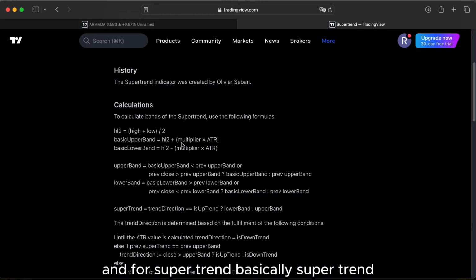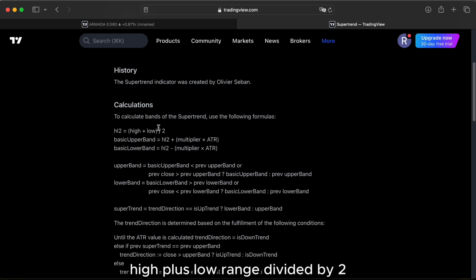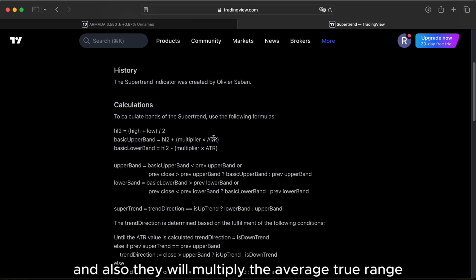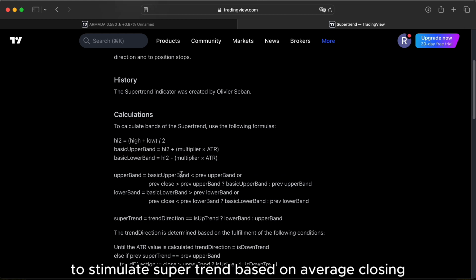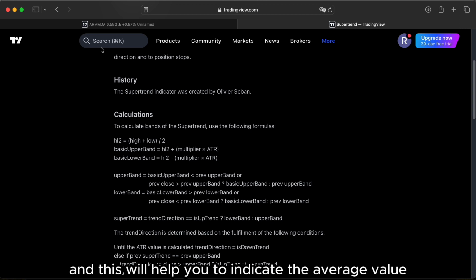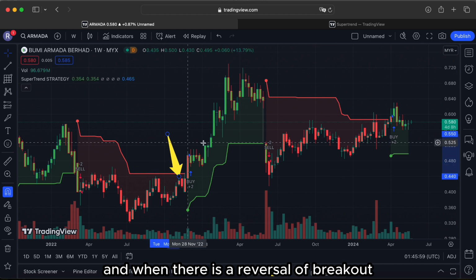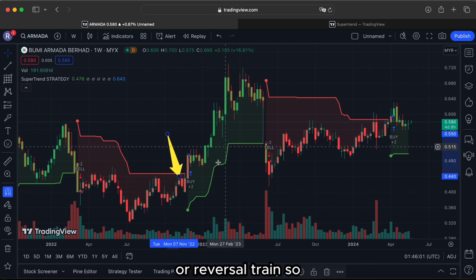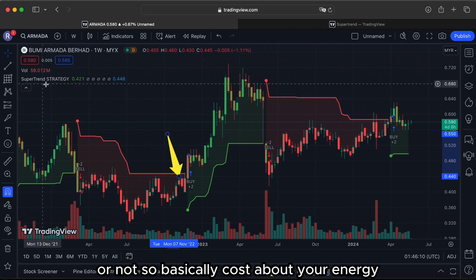For SUPERTREND, basically it calculates the formula as shown: the high plus low range divided by 2, and then multiplied by the average true range. So basically they form a formula to help you simulate SUPERTREND based on the average, closing, open, and also the true value. This helps you indicate the average value, and when there is a breakout or reversal trend, SUPERTREND will help you identify whether the trend has reversed or not. So basically it is called the SUPERTREND strategy.